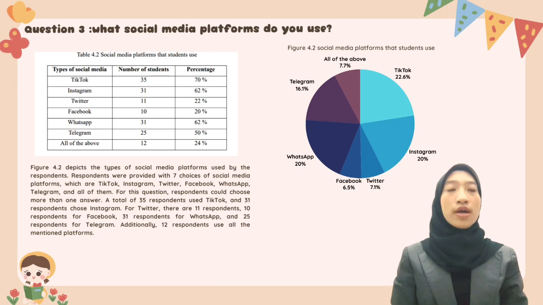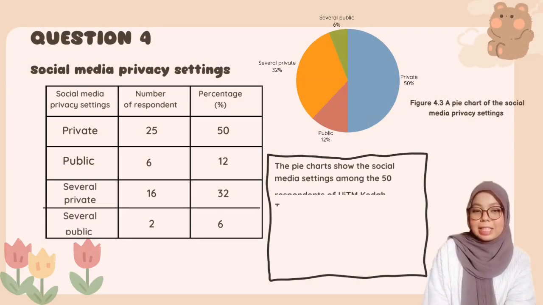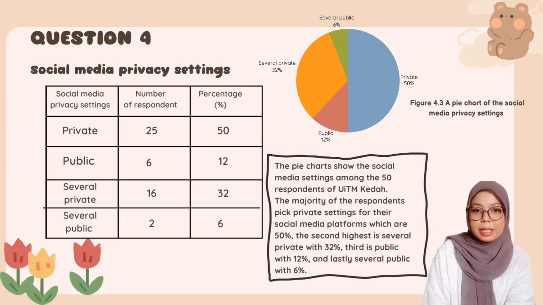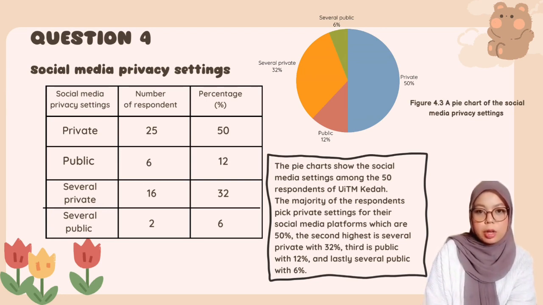The highest choice is TikTok, which is 35, and the lowest choice is Facebook, which is 10. Next is question 4, which is social media privacy setting. Figure 4.3, a pie chart of social media settings among the 50 respondents of students of UiTM Kedah. There's 4 options, which is private, public, super private, and super public.